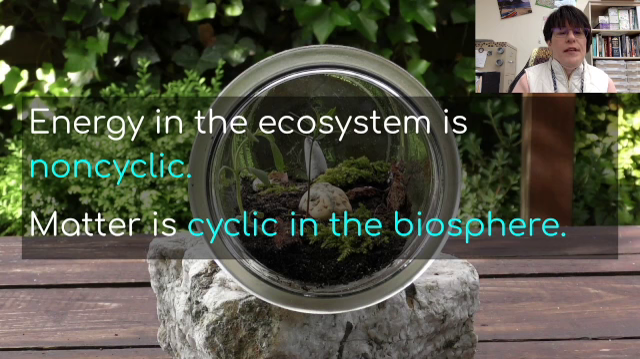Now, everything needs energy, and energy in ecosystems is non-cyclic. There has to be a constant input of energy. That's why if the sun were to go out and photosynthesis were to stop, we would be in trouble because energy cannot be recycled. It must be constantly put into the system. Once energy is used, it is gone. Matter, on the other hand, is cyclic in the biosphere. It is actually recycled, and decomposers are important in a lot of those cycles.